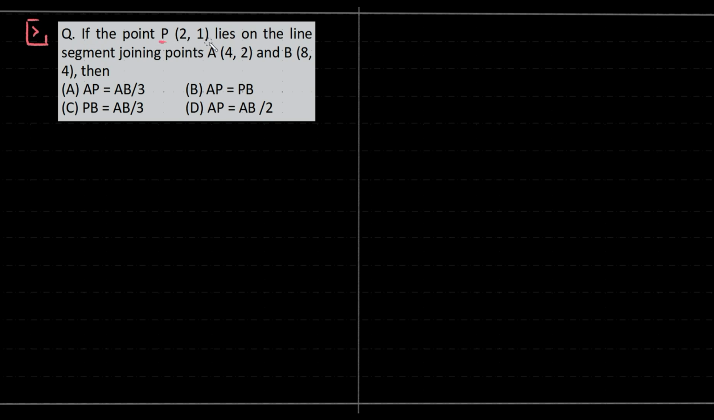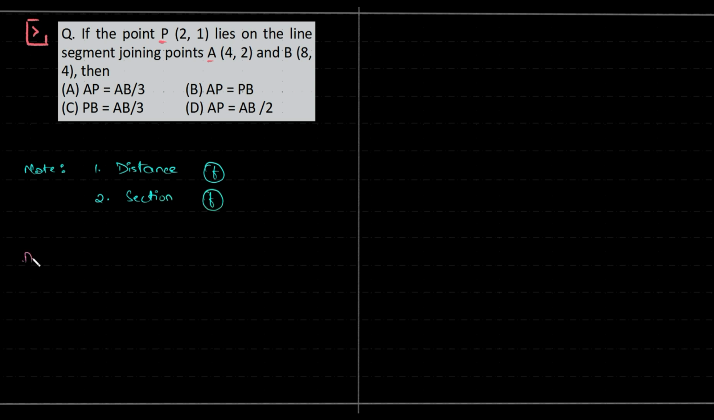If the point P lies on the line segment A and B, then which of the following is true? See, the following question can be handled in two ways. We can find the distance between the points using the distance formula and do it. It will be lengthy, not feasible. Then there is the section formula.